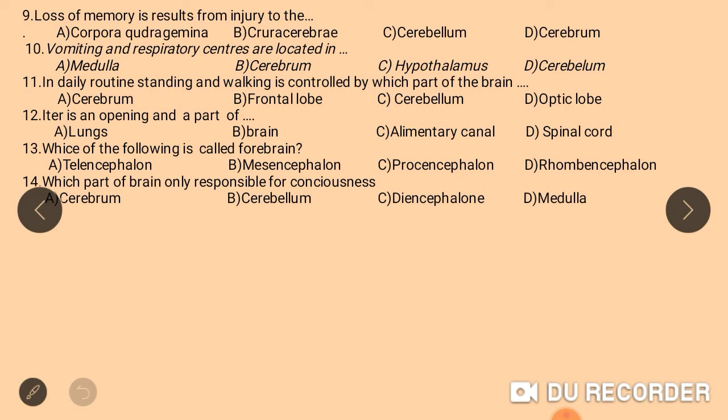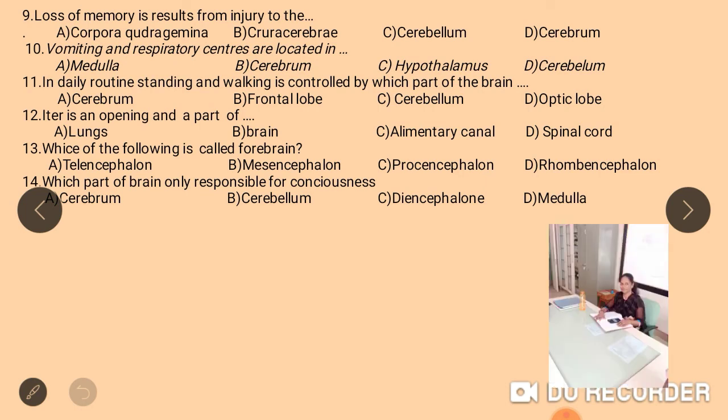Next question. Which of the following is called the forebrain? Telencephalon, mesencephalon, prosencephalon and rhombencephalon. The correct answer for that question is prosencephalon, because the forebrain is also called the prosencephalon.